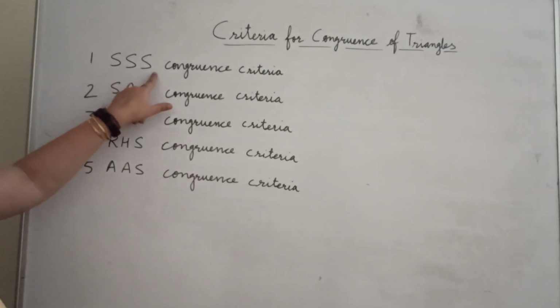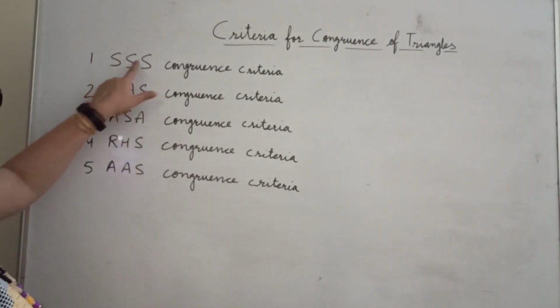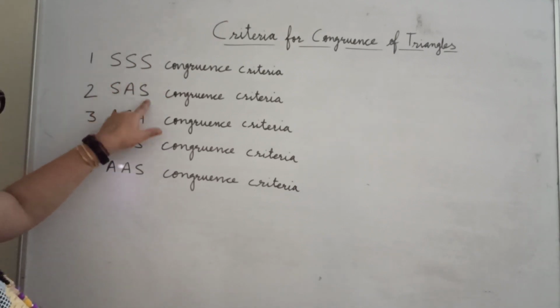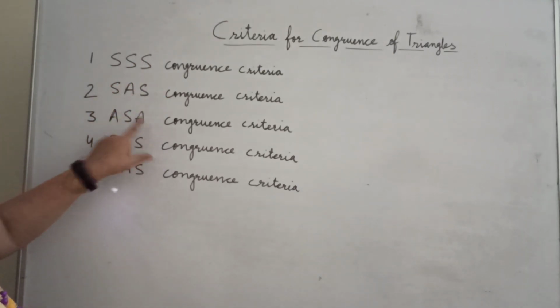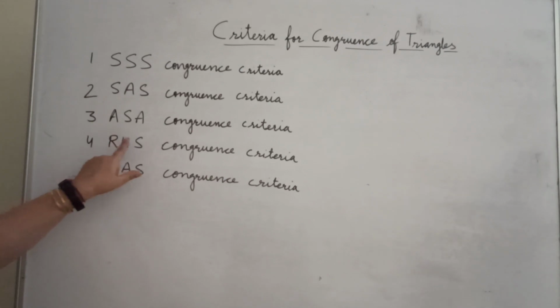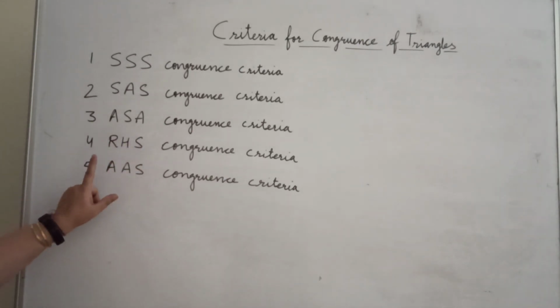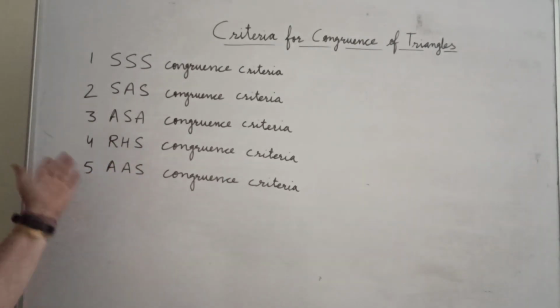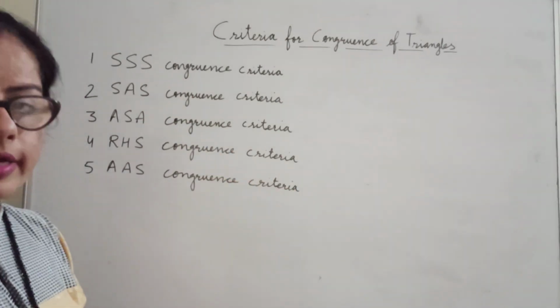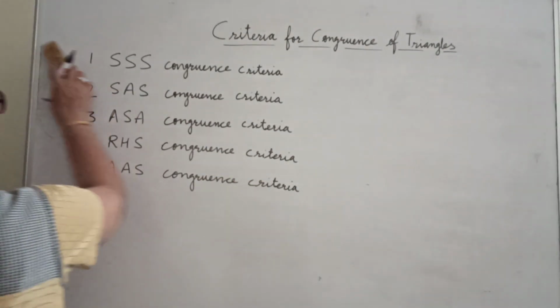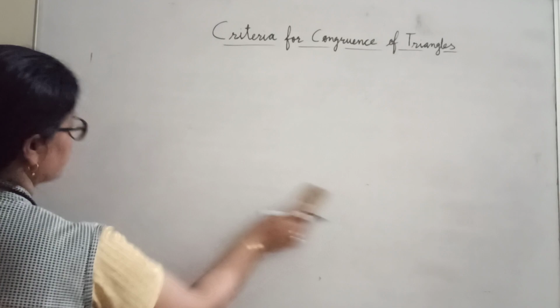So these are the criteria for congruency. First is SSS, meaning side, side, side; then side, angle, side; angle, side, angle; right angle, hypotenuse, side; and here angle, angle, side of one triangle equal to another triangle. Now let us do sums related to this.